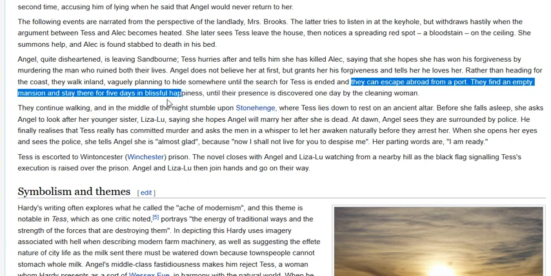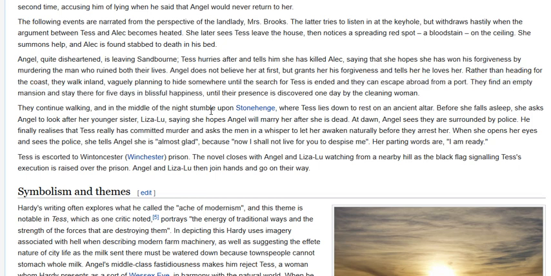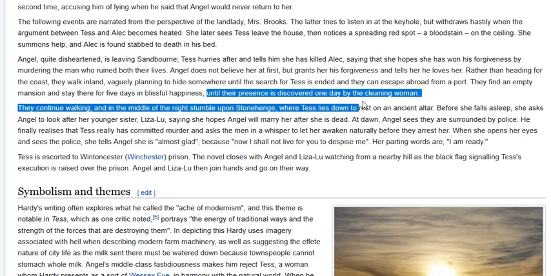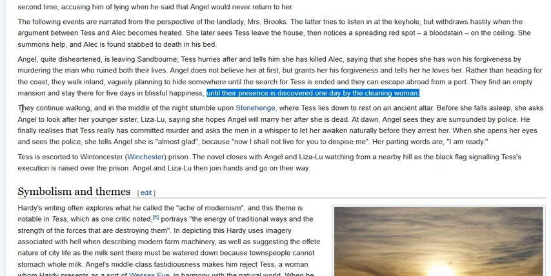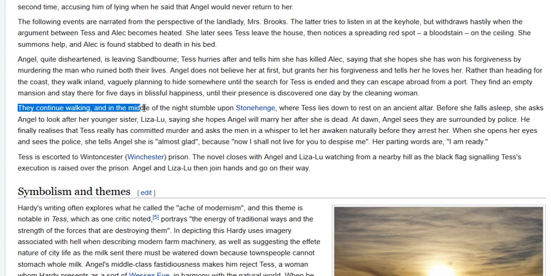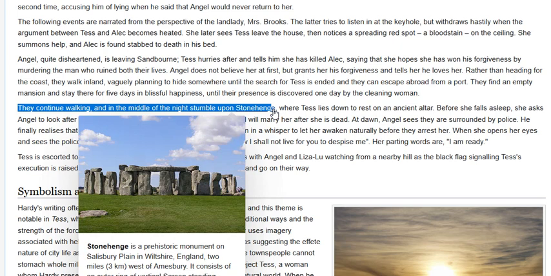They find an empty mansion and stay there for 5 days in blissful happiness, the happiest 5 days in the life of Tess, as her life is full of tragedy and as well ends with tragedy, until their presence is discovered one day by the cleaning women. They continue walking and in the middle of the night stumble upon Stonehenge, the historical place which is one of the 7 wonders of the world, located in England.